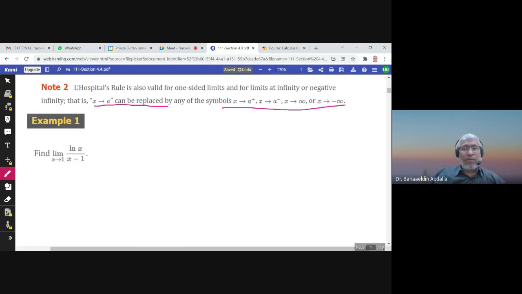Example. Replace x by 1. ln 1 is 0. x minus 1, 1 minus 1 is 0. So we have 0 over 0, so we can use L'Hopital's rule. Whenever you need to use L'Hopital's rule, please write H here so we understand that you are going to use it. So find the derivative of ln x. It is 1 over x. The derivative of x minus 1 is 1. Now replace x by 1. 1 over 1 is 1. So the limit is 1.